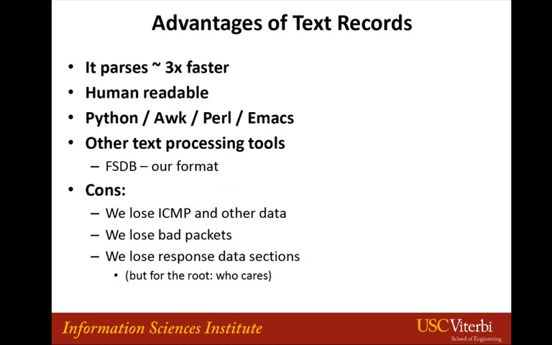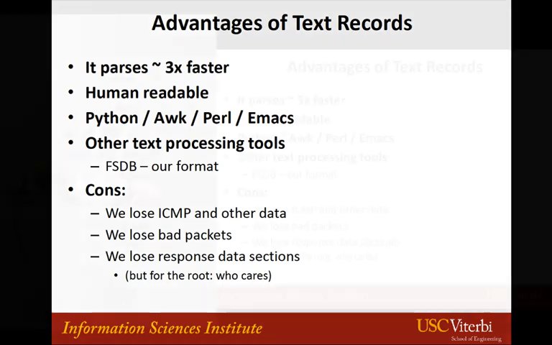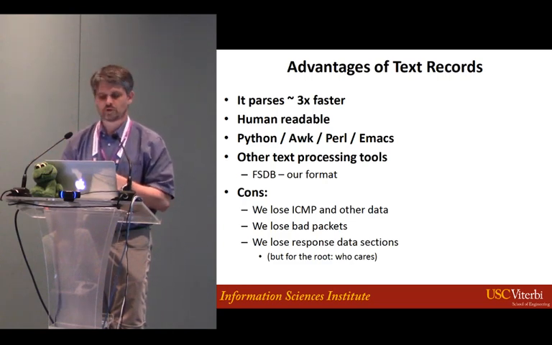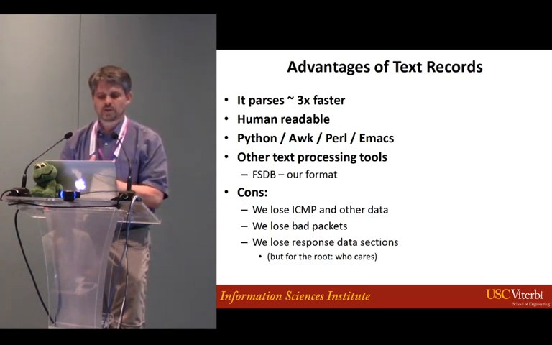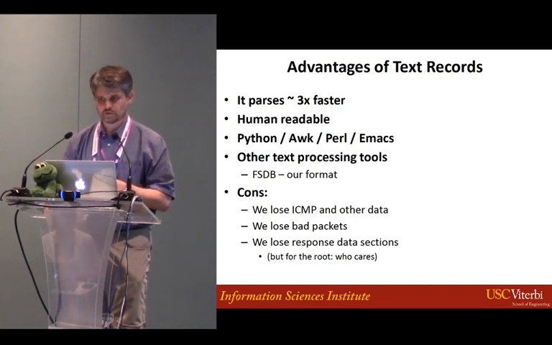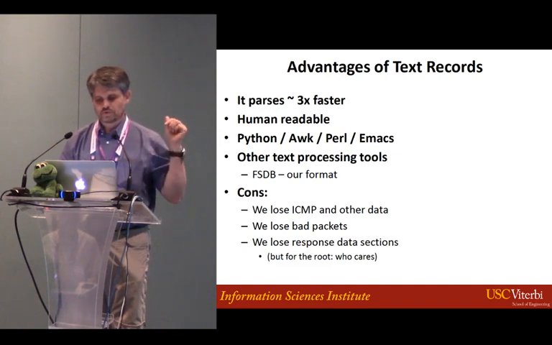Some of the advantages of text records: when I did a comparison between using DNS cap to look for data and looking through text, just generically on a single processor, it was about 3 times faster to look through text. And it's human readable. You get tools like Python, Awk, Perl, and you can search through Emacs if you want. That gives you a whole lot of power to implement stuff quickly and then get around to doing better stuff later.